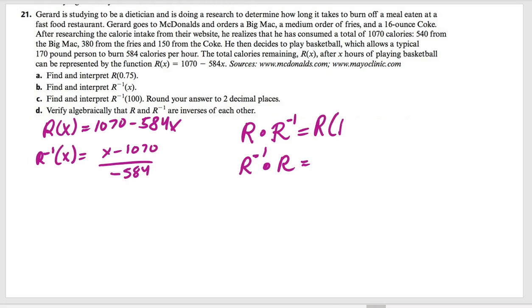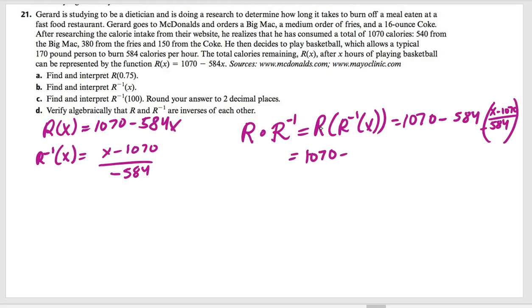So for our first one, I like to write it out like this. So I'm going to take my inverse function and put it into the inputs of my original function. So I'm going to say 1070 minus 584, but in place of X, I'm going to put (X minus 1070) divided by negative 584. And I can see that the 584 and the 584 will cancel, and I'll be left with a plus. And I can see that 1070 and 1070 will also become 0, so I'll be left with X. So far we're looking pretty good.